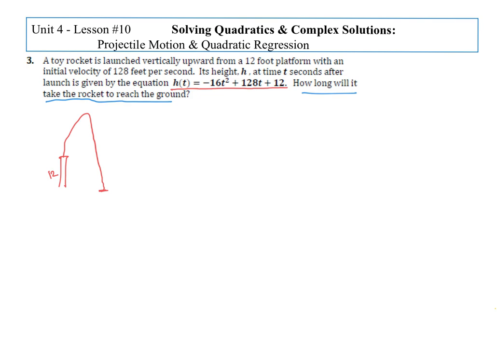Okay, and when we are on the ground, what is the height when we are on the ground? The height is 0. So we're wanting to know, how long did it take for the rocket to get on the ground, a height of 0. So because height equals 0, we are going to replace h of t with 0. We're setting the equation, negative 16t squared plus 128t plus 12, set equal to 0 because that represents height equals 0 on the ground.